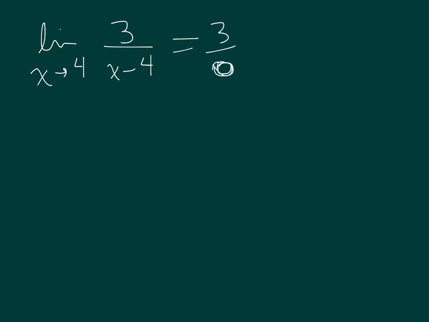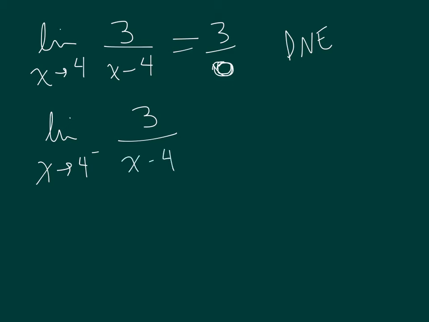But this isn't our indeterminate form, so I can't do any special sort of factoring to this. We would say this limit does not exist. But I can look at the one-sided limit to determine what direction this is headed in. So let's say I look at the one-sided limit as x approaches 4 from the left.